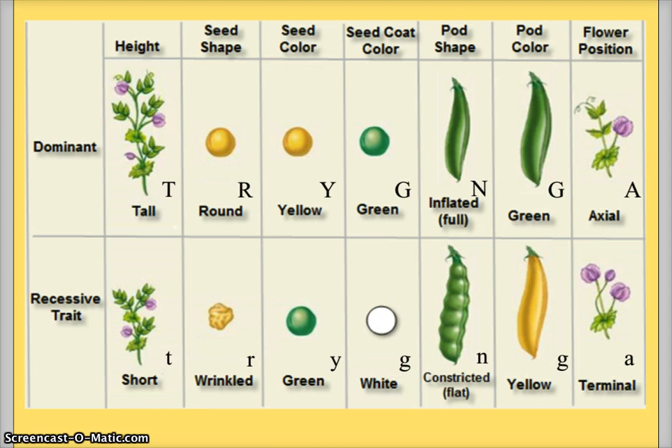Now, as I said, Mendel was very fortunate in that pea plants had very distinguishable traits. Here are the 7 traits that Mendel worked with. Height of the flower, tall is dominant to short. Seed shape, round is dominant to wrinkled. Seed color, yellow is dominant to green. Seed coat, green is dominant to white. Pod shape, inflated is dominant to constricted. Pod color, green is dominant to yellow. And as we've talked about already, axial flowers are dominant to the terminal recessive flower.